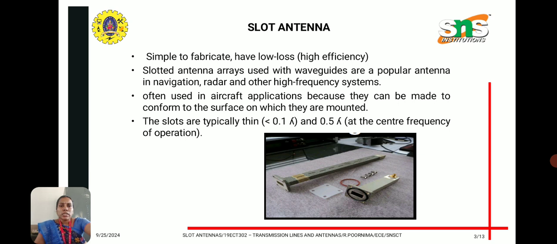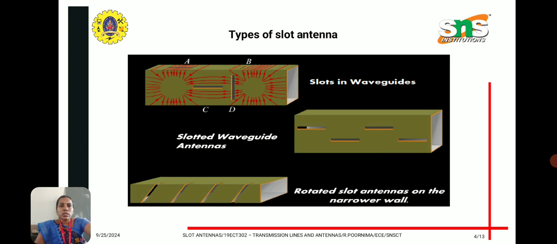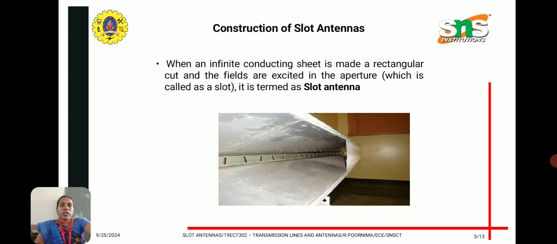So the advantage is they are very thin. Compared to the wavelength, the slots are between 0.1 lambda and 0.5 lambda at the center frequency of operation. As shown in this diagram, a rectangular sheet is taken and an opening is made. So it is cut on the surface. The types are slotted waveguide and rotated slotted antennas on the narrow wall. When an infinite conducting sheet has a rectangular cut and feeds are excited in the aperture, it is termed a slot antenna.